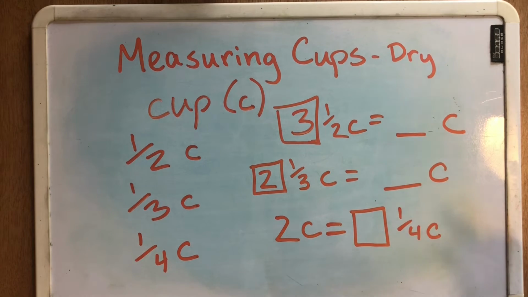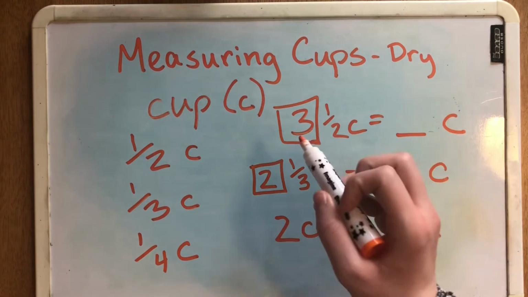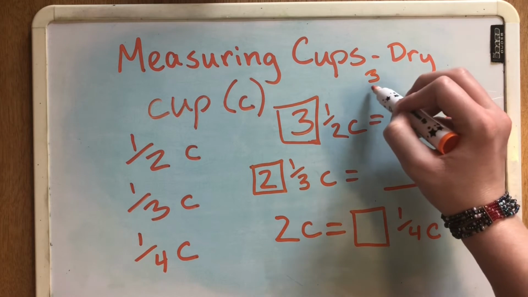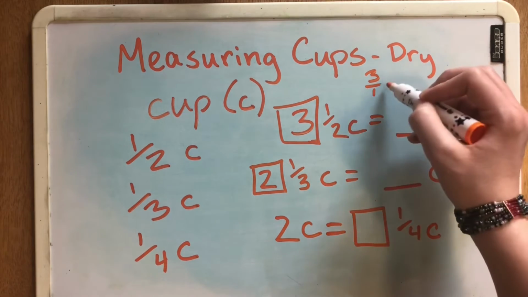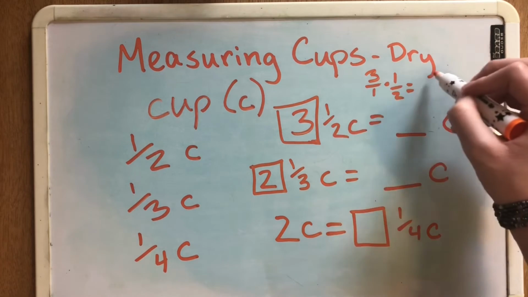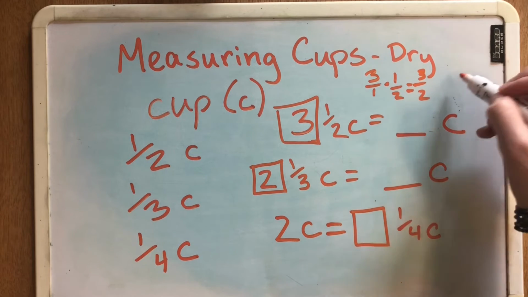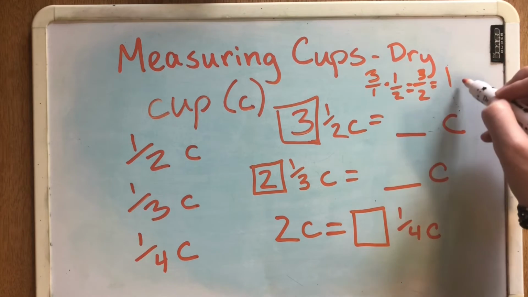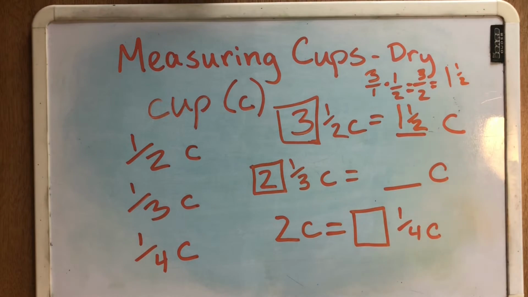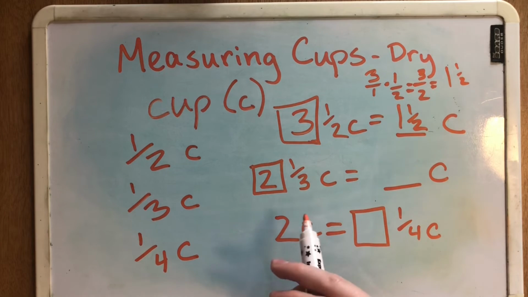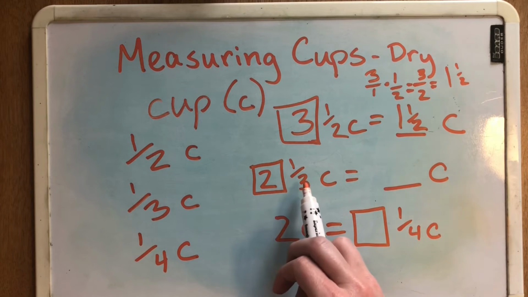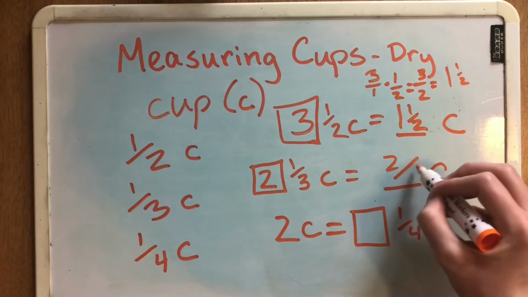If you want, you can do this with multiplication. You can do 3 times 1/2. So we'll do 3 over 1. Anything over 1 is itself, times 1/2. Multiply across, 3 over 2, which simplifies to 1 and 1/2. So kind of the same thing on this next one, 2 1/3 cups. So 2 times 1/3, 2/3.